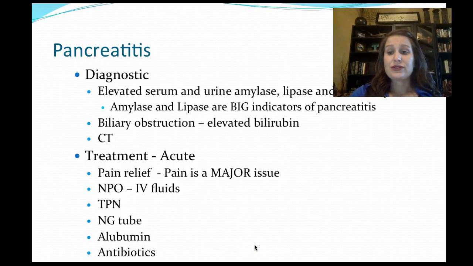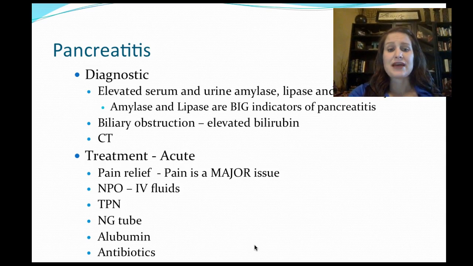Diagnostics, we will do several labs: elevated serum and urine amylase, lipase, and liver enzymes. The amylase and lipase are big indicators of pancreatitis because that's what the pancreas is excreting. It's excreting those amylase and lipase. Biliary obstruction is elevated bilirubin. We can do a CT and show inflammation of the pancreas.